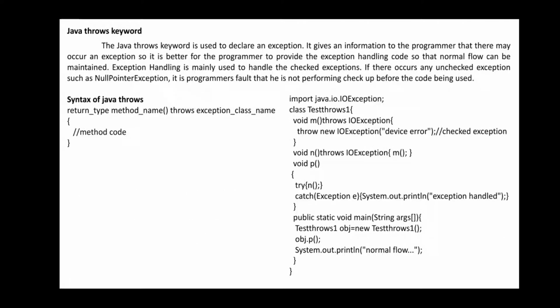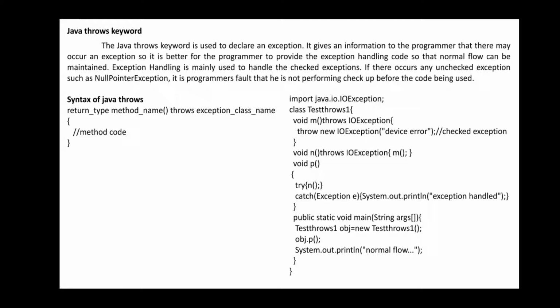Then we can go for throws now, the Euler format. What it is going to do, we shall check now. The Java throws keyword is used to declare an exception. There just you are going to throw that one, but here you are going to make a declaration, meaning you are creating an exception here. It gives information to the programmer that there may occur an exception, so it is better for a programmer to provide exception handling code so that the normal flow can be maintained.